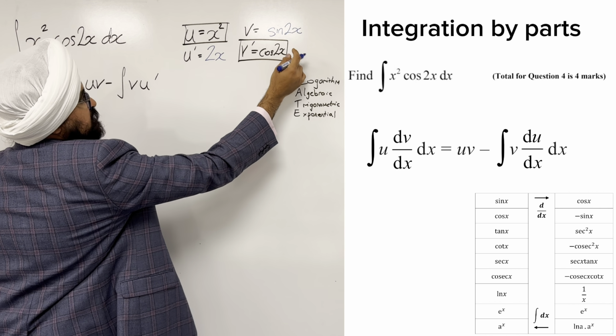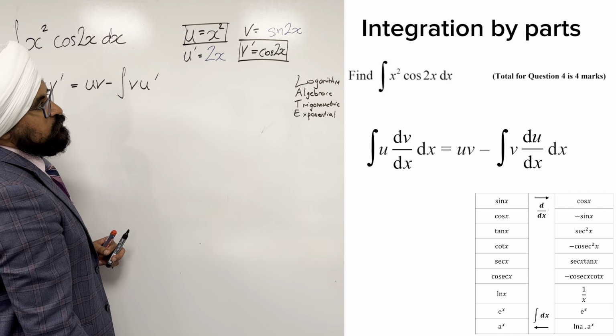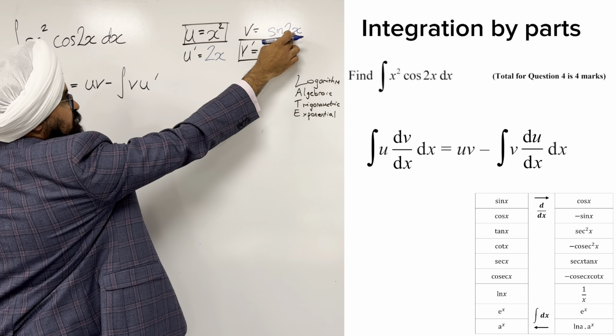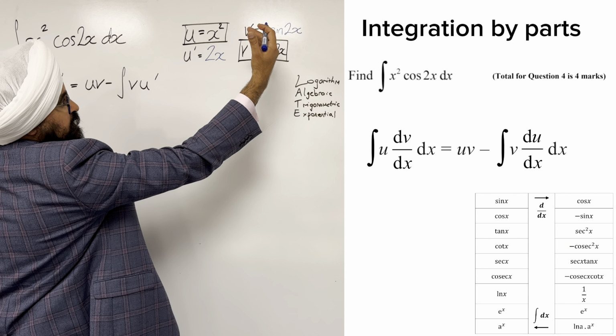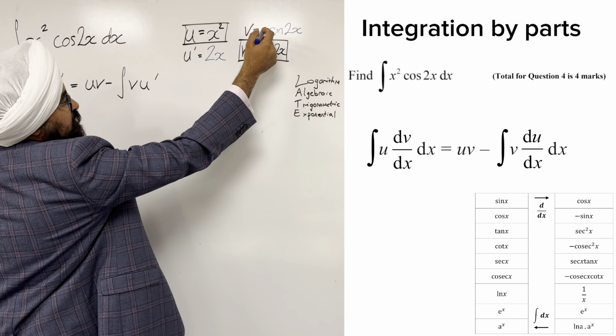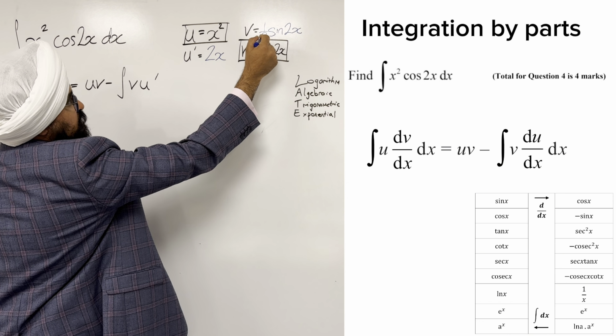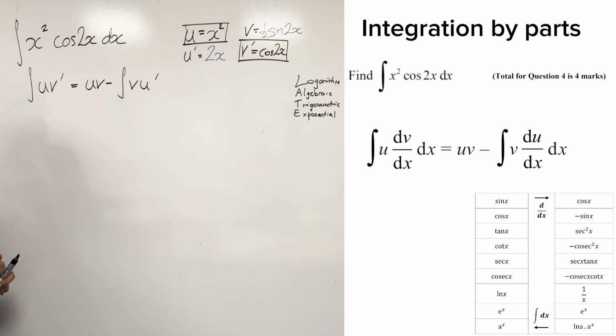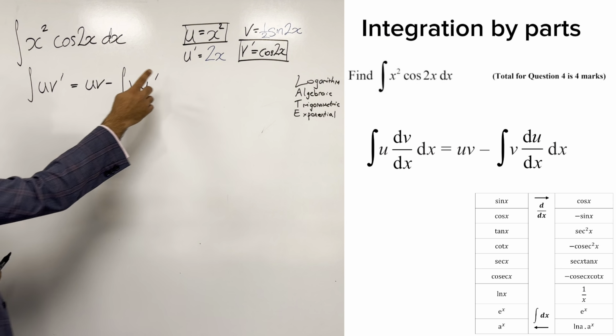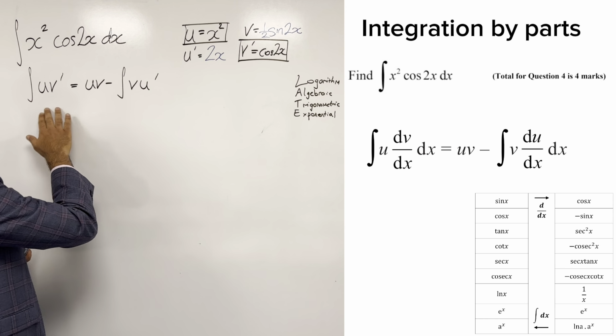Do not forget to think about the reverse chain rule. So the reverse chain rule here, the differential of 2x is 2. So I'll be multiplying by half or dividing by 2. That's half sine 2x. And now I'm going to be substituting my u dash, v, and v dash into my integration by parts formula.